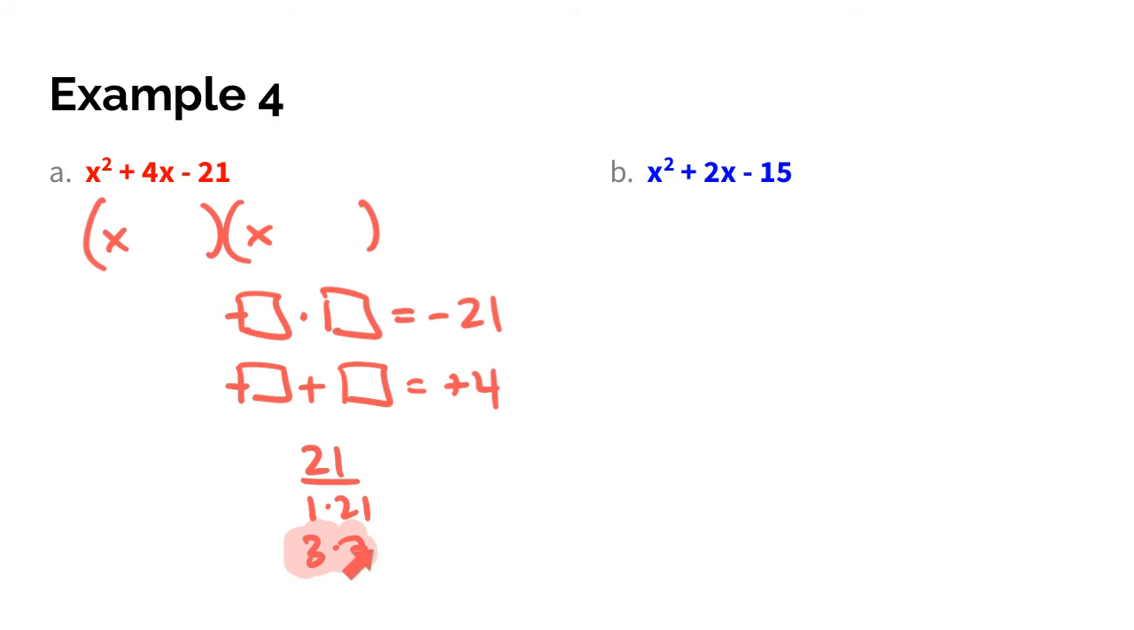So how do I take 3 and 7 and get positive 4 out of that? What I would have to do is take 7 minus 3. That tells me that the 3 is going to be negative and the 7 is going to be positive. So my two factors would be minus 3 and positive 7. So in the parentheses, I'm going to do x minus 3, x plus 7, and I've now factored that.